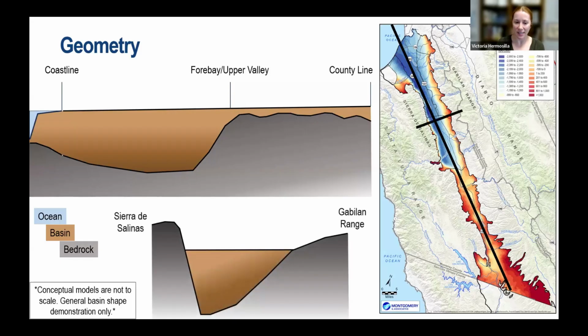And when we cut across the basin here, between these two mountain ranges, the Sierra de Salinas and the Gavilan Range, we sort of have this tilted V shape. Again, this is just to show you the general shapes of what the basin looks like, how these sediments have filled in and where our water occurs above the bedrock. So just keep that in mind as we go through some of the slides as we move forward.